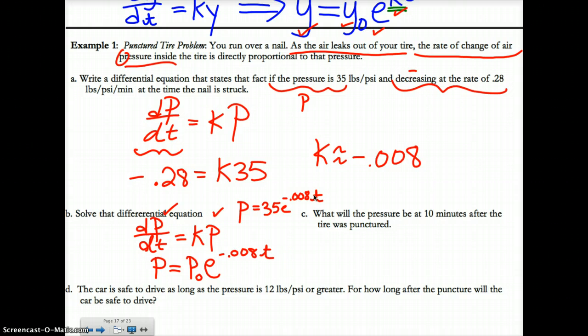Well, now what I can do is use that growth model to determine what the pressure will be 10 minutes after the tire was punctured. This is very similar to the process you used to use when you would do the PERT formula in Algebra 2. This is the amount of money you started with.